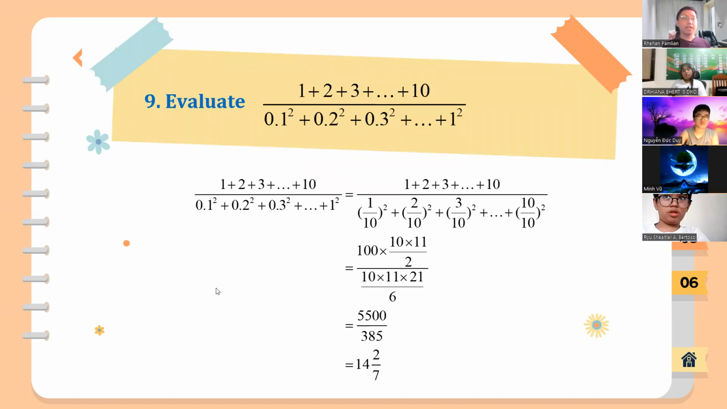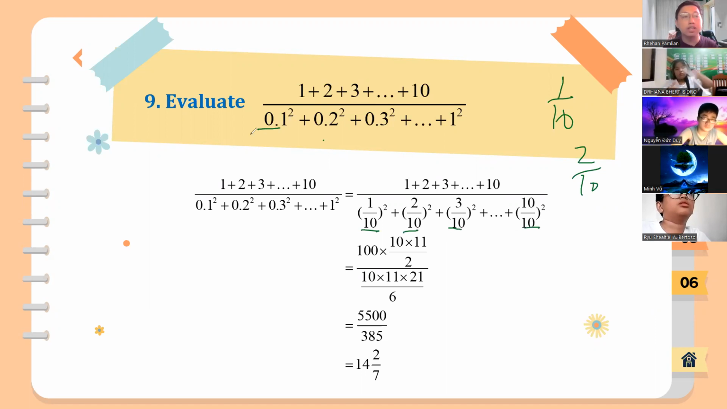Okay, we proceed with number 9. Evaluate this. Now, this one is a bit tricky because you have decimals in the denominator. But take note that 0.1 in fraction is just 1 over 10. 0.2 is 2 over 10. So here you can see that we've transformed the denominator decimals into this form. By transforming that into this form, 1 over 10 squared is equal to 1 over 100.